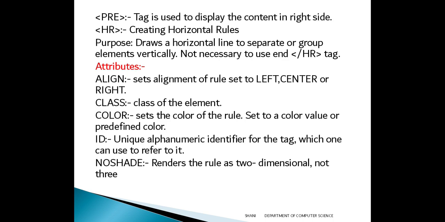The pre tag is used to display the content on the right side. It is one of the important tags. When we use the pre tag, the particular text will appear on the right side. HR creates horizontal rules. It is also one of the important tags, which draws a horizontal line to separate a group of elements vertically.